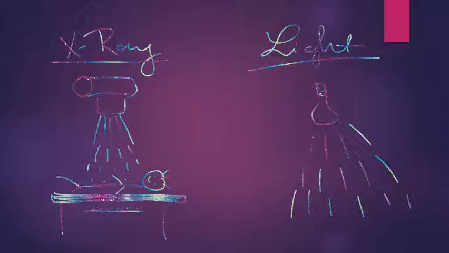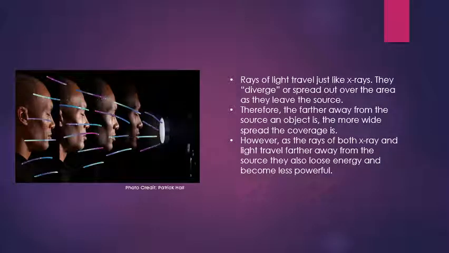Now just as these rays here are diverging and losing energy, the rays from a light bulb do the same thing. So the closer that you are to the light, the more focused the intensity of the beam is. The rays of light travel just like X-rays. They diverge or spread out over the area as they leave the source. Therefore, the farther away from the source an object is, the more widespread the coverage is.